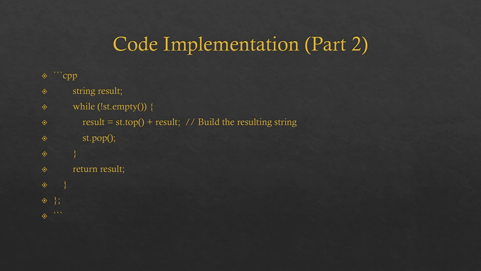In the second part of the code, after processing all characters, we construct the final result string by iterating through the stack and adding the characters to the result in reverse order. This ensures that the characters appear in the same order as they were originally in the string.